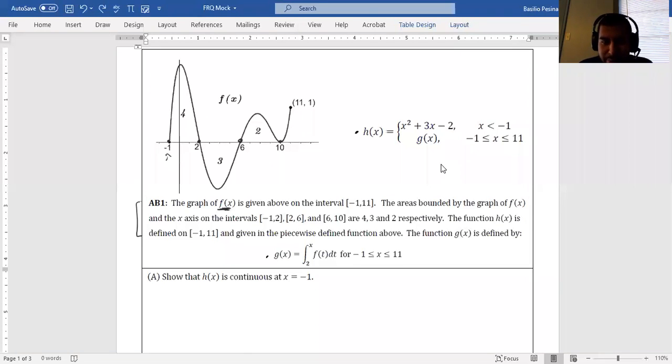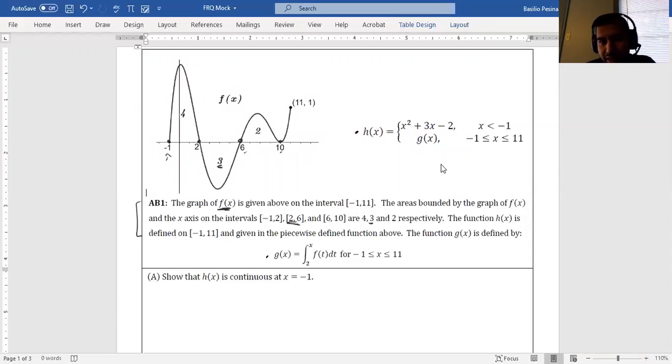Then it says the area is bounded, and they wrote them for us. The area bounded from -1 to 2 is 4, and we can see that right here. From 2 to 6 is 3, and we can see that right here. And from 6 to 10, it is 2. So we've seen something like this already.